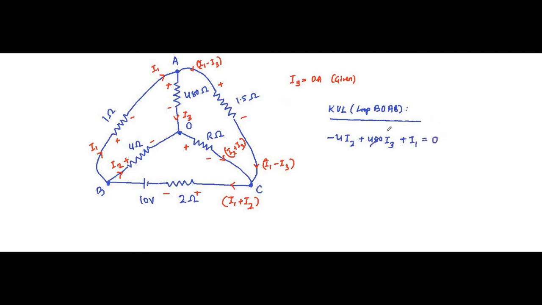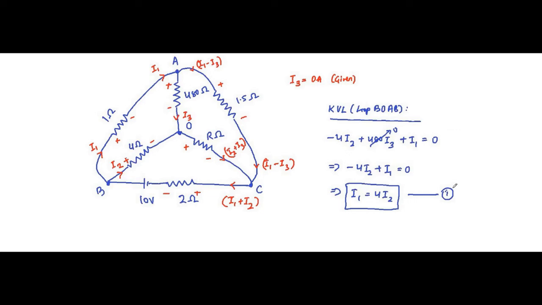Now I3 is equal to 0, so this entire term will become 0. That implies minus 4I2 plus I1 is equal to 0. That implies I1 is equal to 4I2. So here we have got a current dependent relationship. This is very important. Let's call it equation 1. Now we have considered one loop, applied the KVL, and got an important relationship.